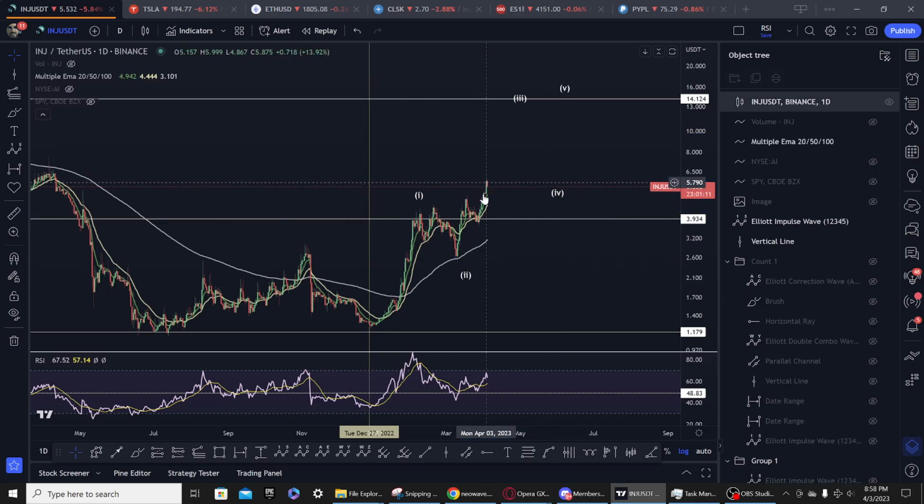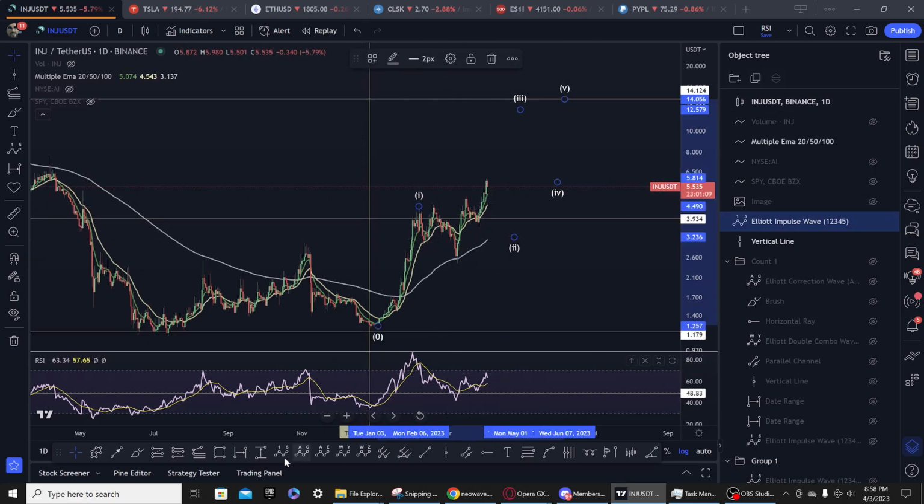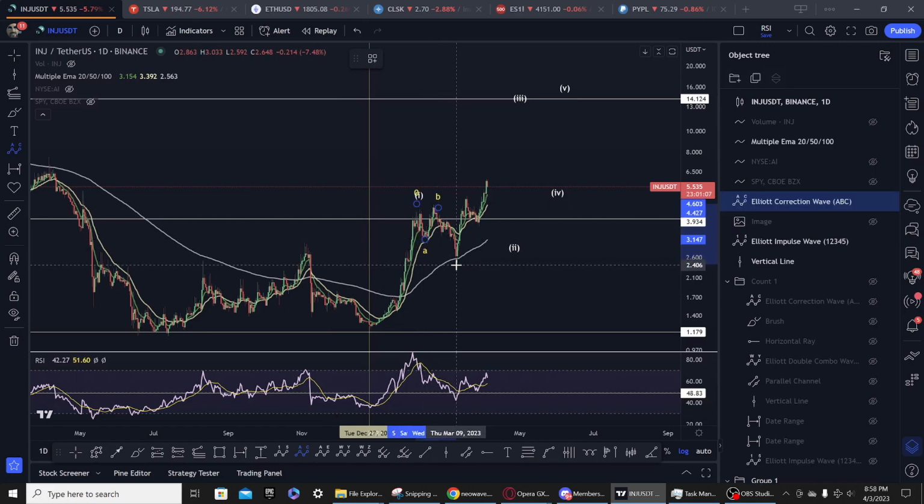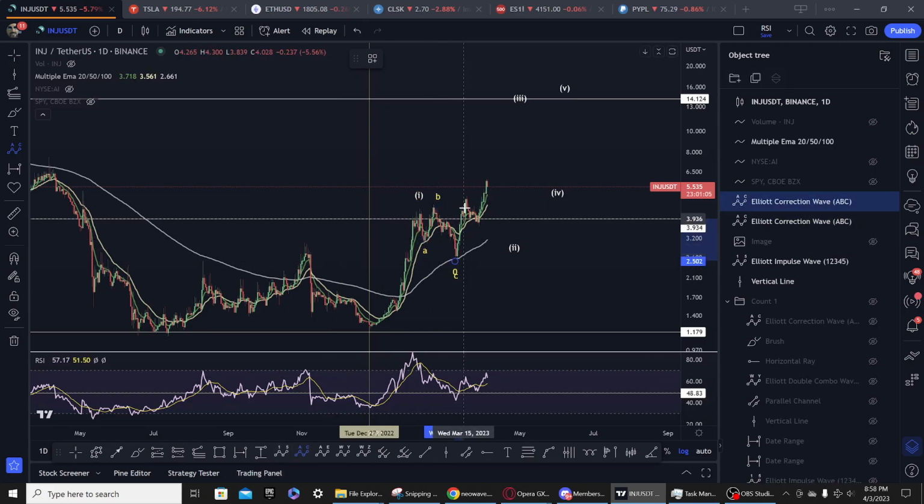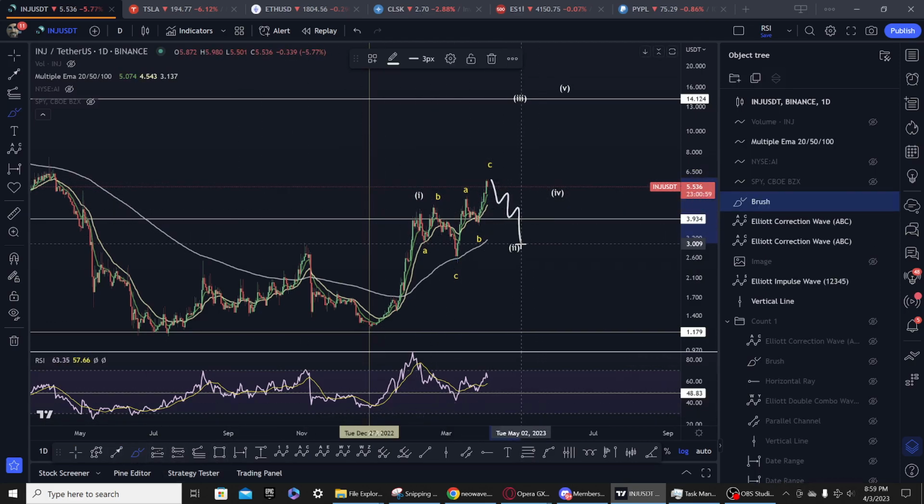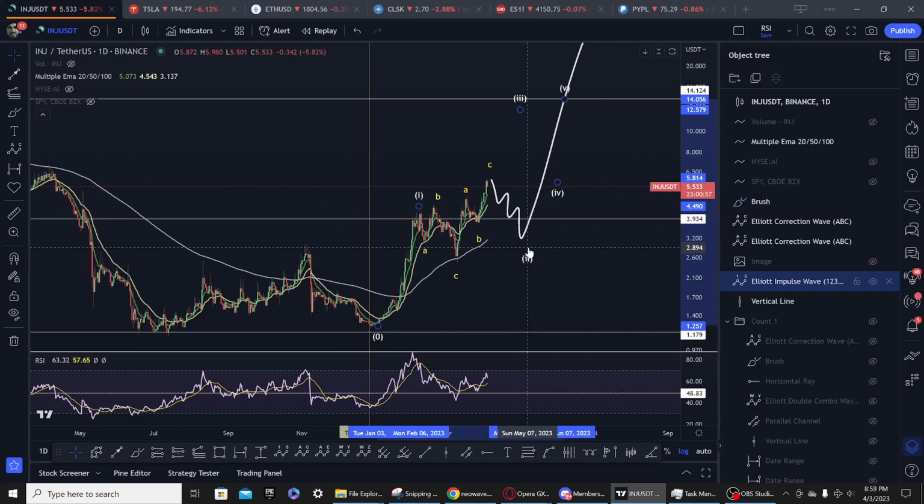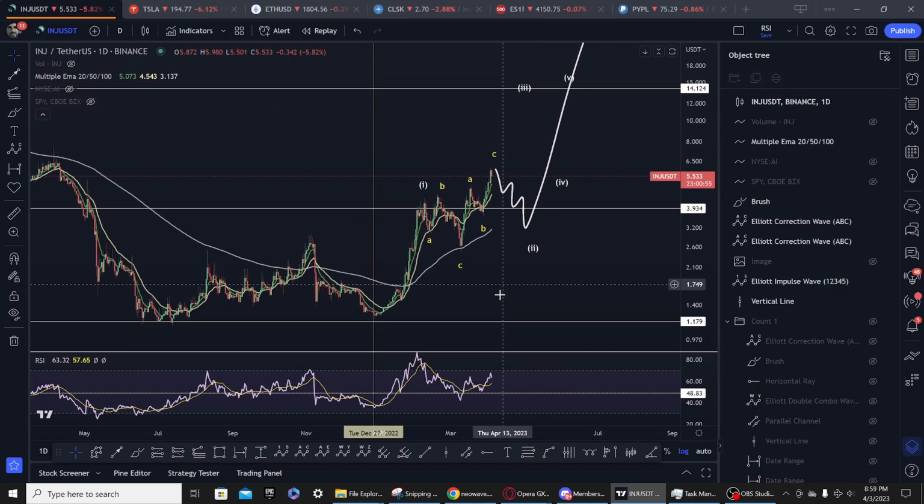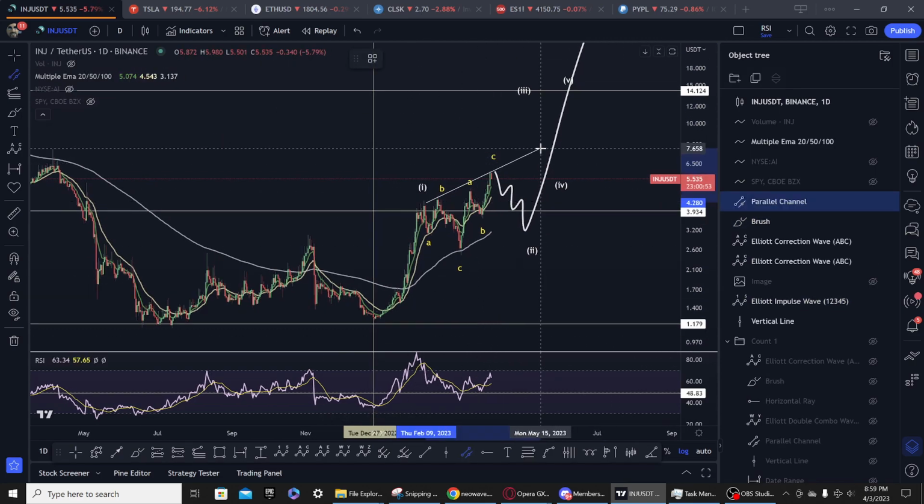I'm more inclined to think that we're in some kind of running correction. So we're something like this, ABC down, ABC up, and then we have some kind of C wave, and then we run higher. So it's very, very similar to the other count, right? And then same exact thing.